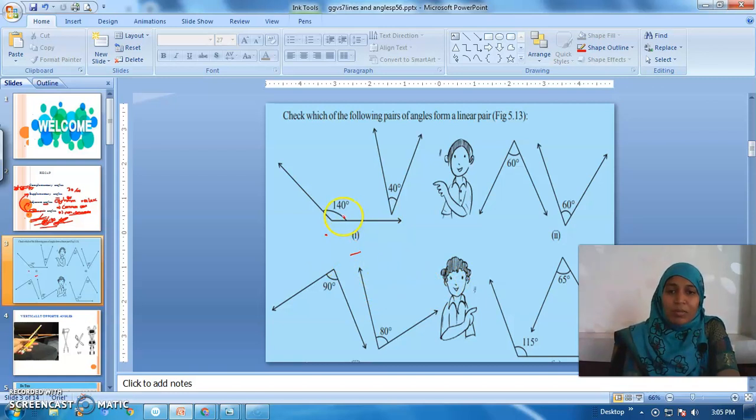Don't just add and say, ma'am, this 140 and 40 add up and we get 180, so they are a linear pair. No. They should have a common vertex and common arm. Only then can they be called a linear pair. But these two angles are called supplementary angles. They are supplementary, but they are not adjacent angles. So supplementary angles will not always be linear pair angles. Only if they are adjacent and supplementary are they linear pair angles. Is it clear, children?